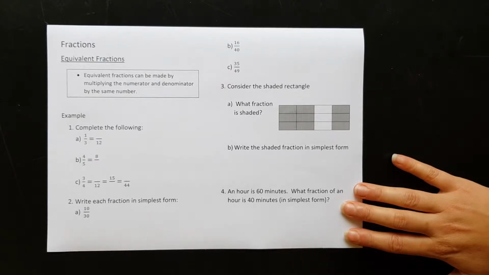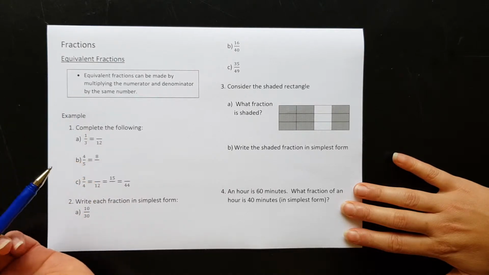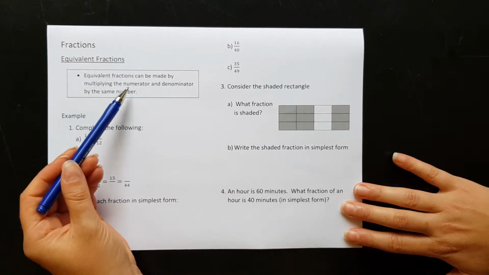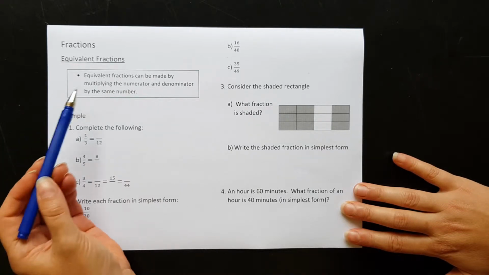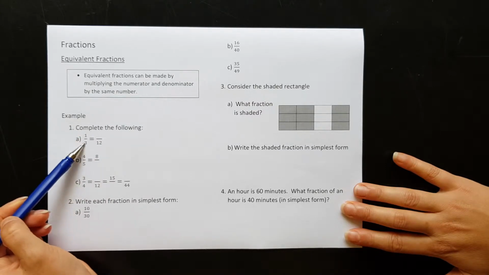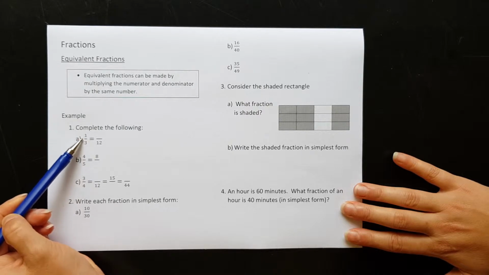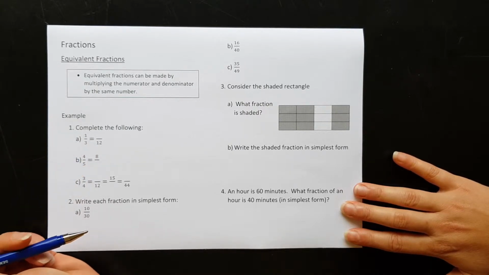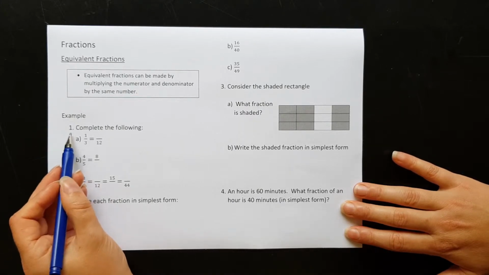All right, so equivalent fractions. In the box here we have: equivalent fractions can be made by multiplying the numerator and denominator by the same number. So remember from last lesson that the numerator is the top number of a fraction, the denominator is the bottom number. So if we multiply the top and the bottom by the same number, we will find an equivalent fraction. So that's what we're going to do here in the first example.